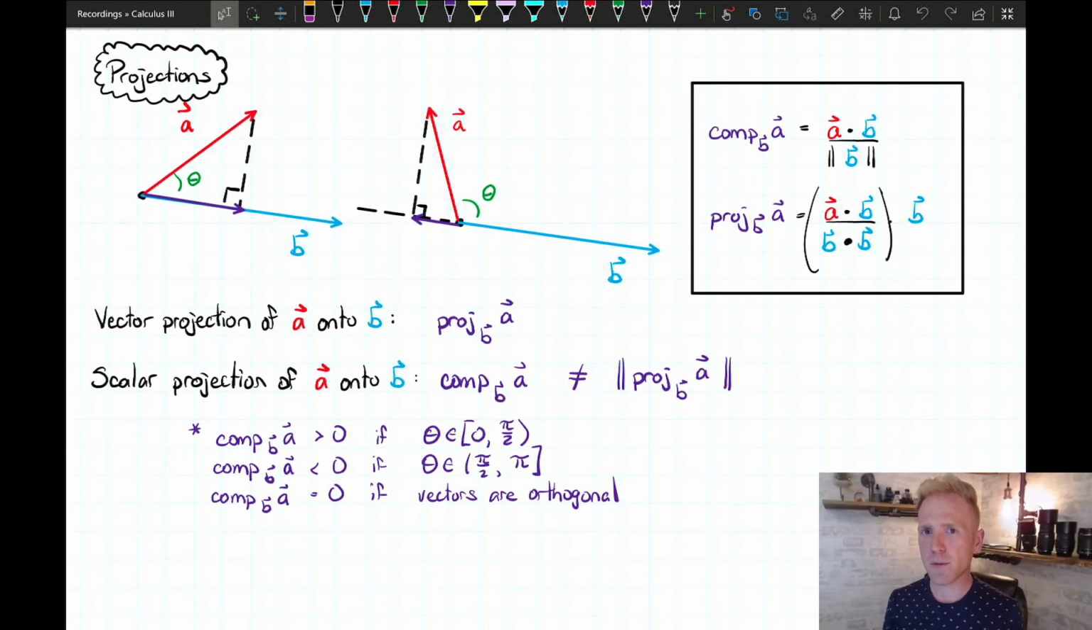Now, while both of these formulas are fairly easy to actually calculate, on its own, just finding the scalar projection or vector projection of a onto b or b onto a may not seem like it's overall that useful. But we will see it again in potentially some future videos, and we'll see that in some other topics as well, like optimization, for instance.